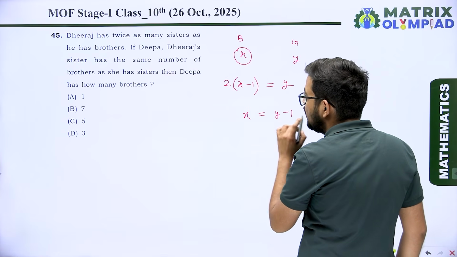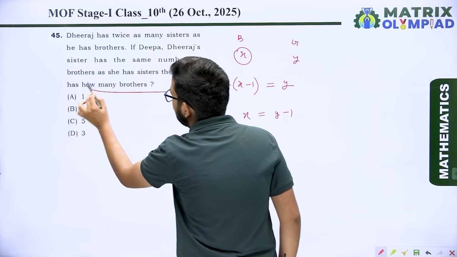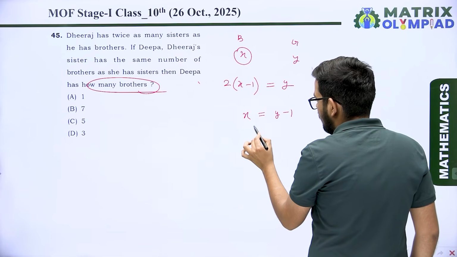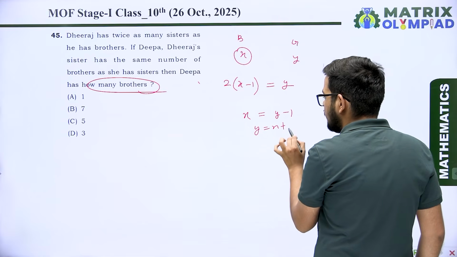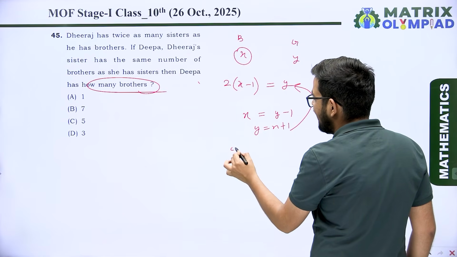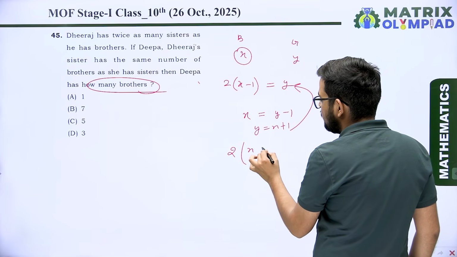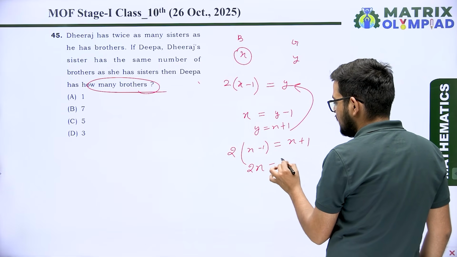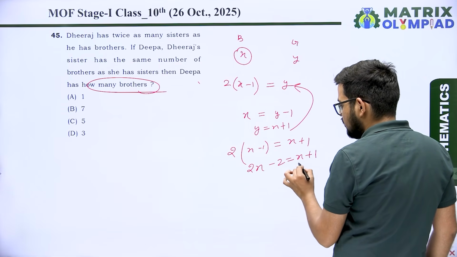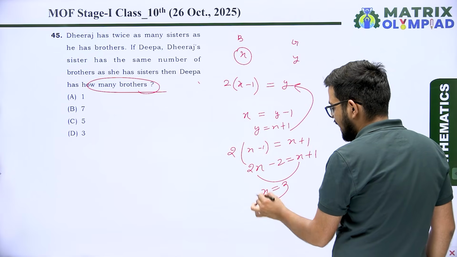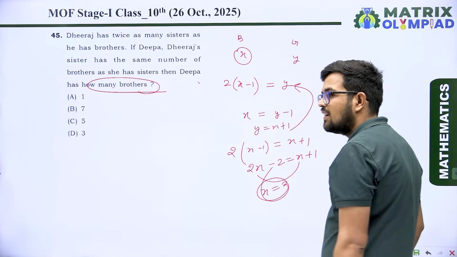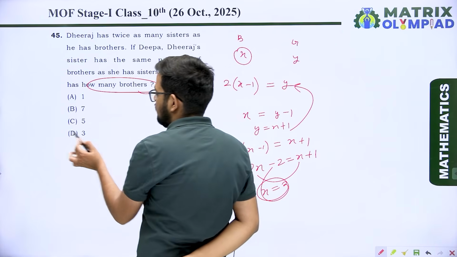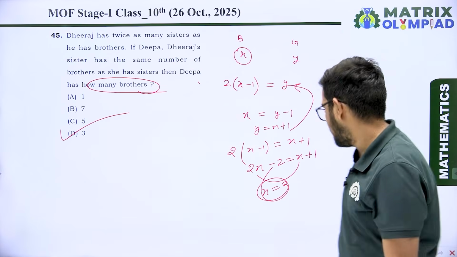From here we have to find how many brothers, meaning the number of boys. So y equals x plus 1. When you substitute here, you will get 2 into (x minus 1) equals x plus 1. So 2x minus 2 equals x plus 1. After simplifying, you will have x equal to 3. So the number of boys is 3. It means Deepa has 3 brothers, and option D will be the correct answer.